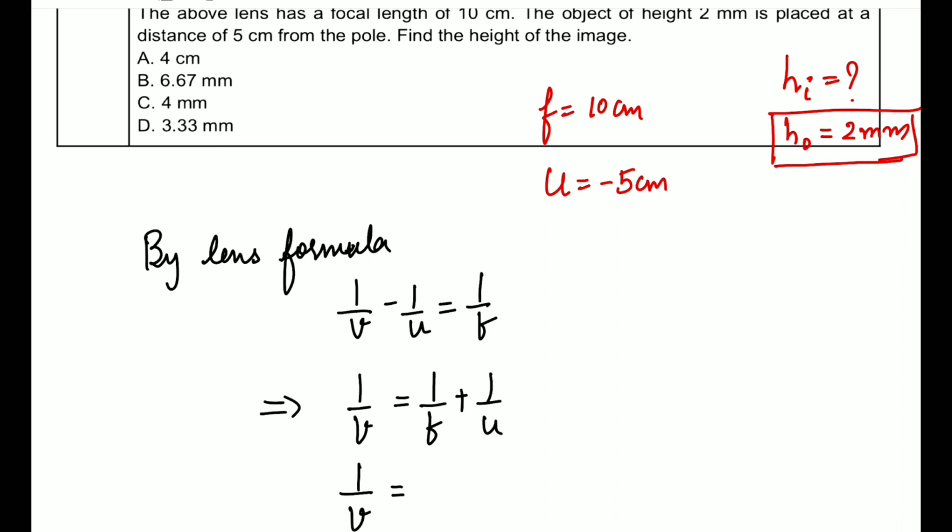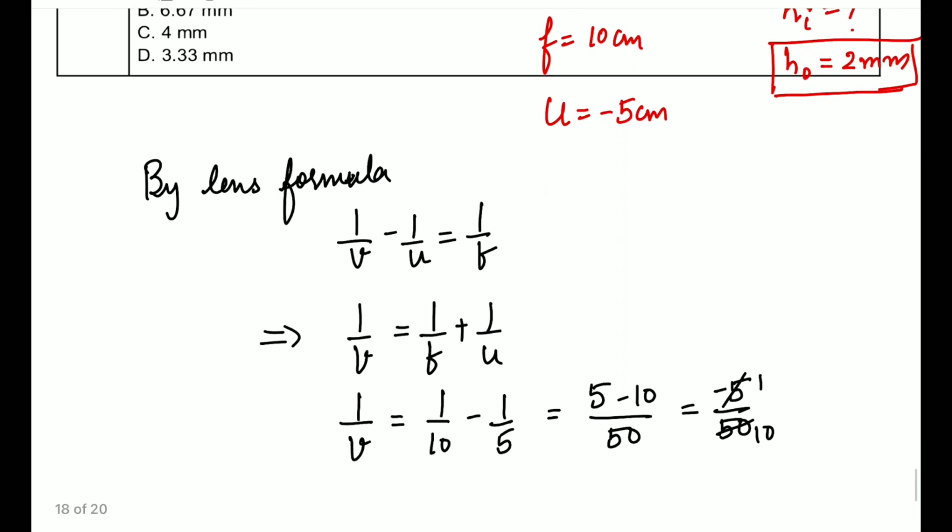Let's solve it. 1 upon v is equal to 1 upon f, which is 10. Now u is minus 5, so I can write 1 upon 5. So you just solve it: this is 50, this is 5 minus 10. I'm not taking LCM, I'm simply multiplying it. So this will be minus 5 upon 50, or 1 upon v is coming out to be minus 1 upon 10, or v is equal to minus 10 centimeter.